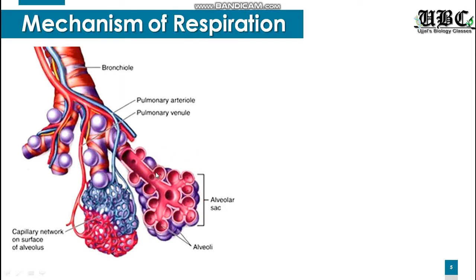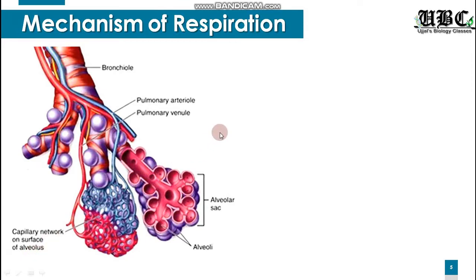After the process of purification, when oxygen from the atmosphere has diffused inside the blood, this oxygenated blood will be carried by the pulmonary venule into the pulmonary vein, and then it will enter into the heart, through which it will be circulated throughout the body. So see, this pulmonary vein and pulmonary arterioles form a dense network of capillaries on the surface of this alveolus.